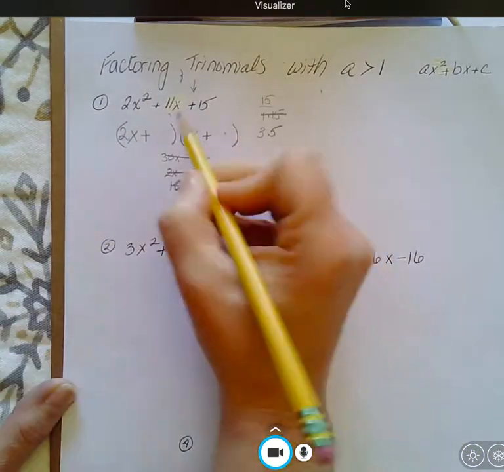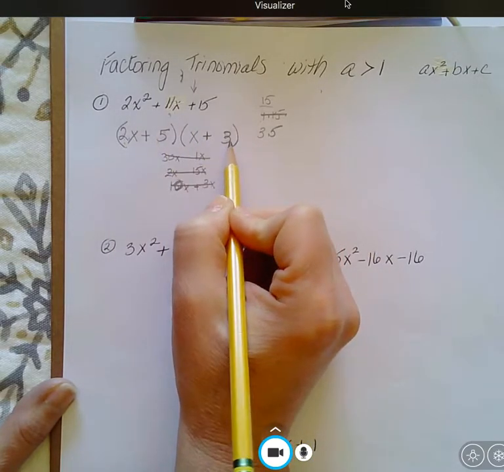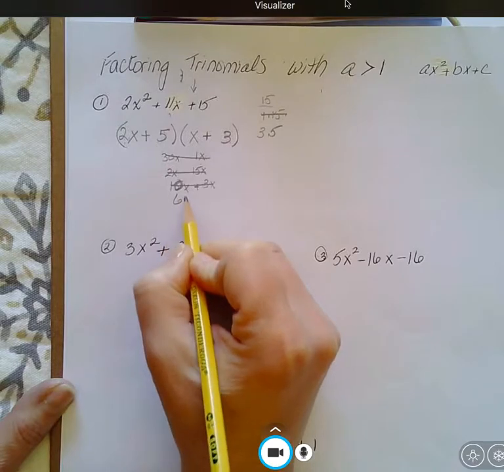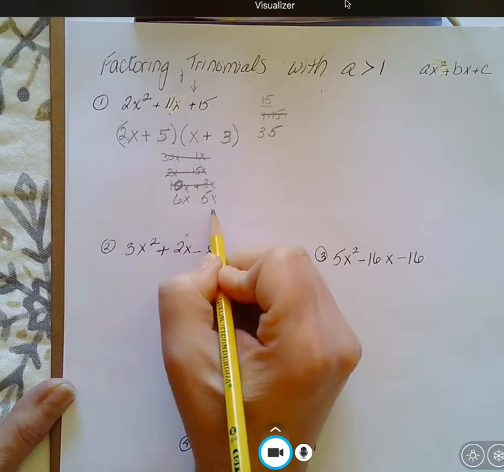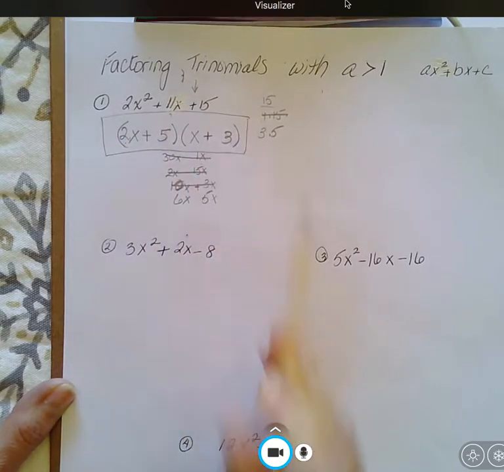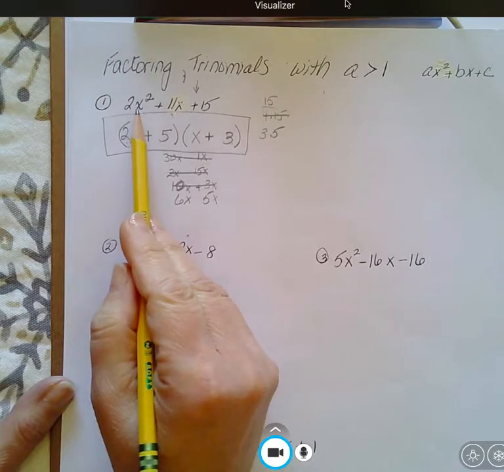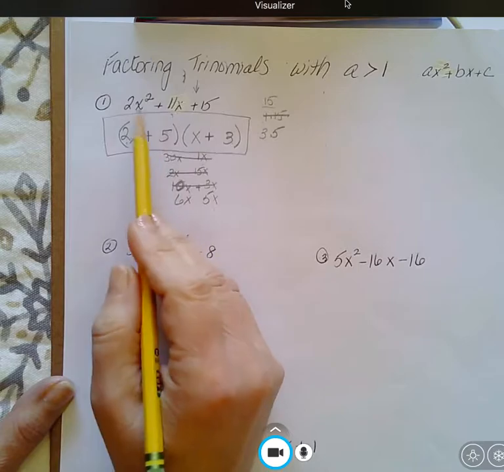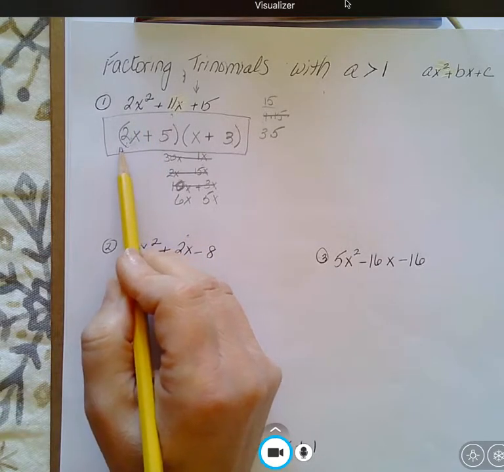I have to swap my 5 and my 3, multiply my outers here, and that's going to give me 6x. I multiply my inners, 5x, and yeah, that combines to be my 11x, and that's it. That is how I'm going to factor it. I have my possibilities for my first term, and there's really only this one possibility, so this part was set in stone.